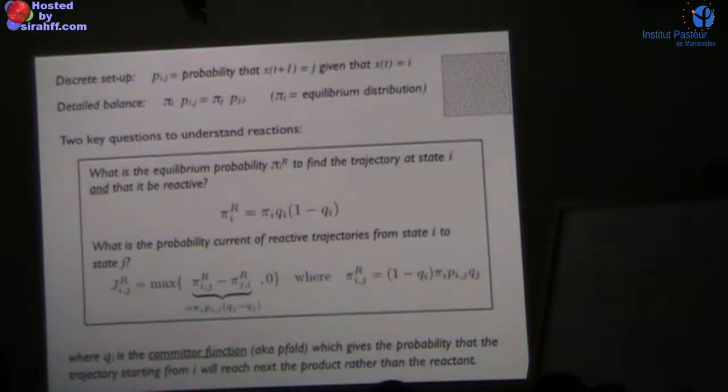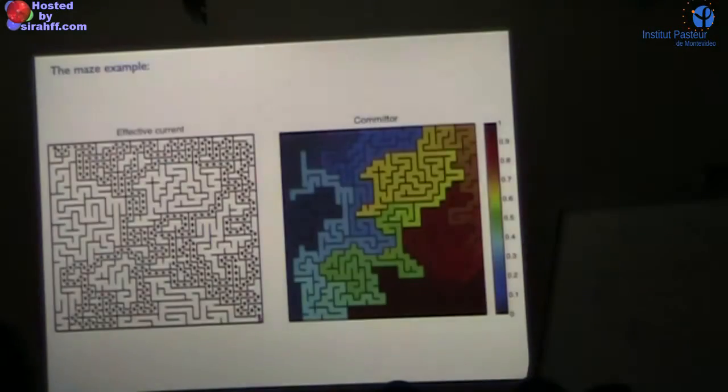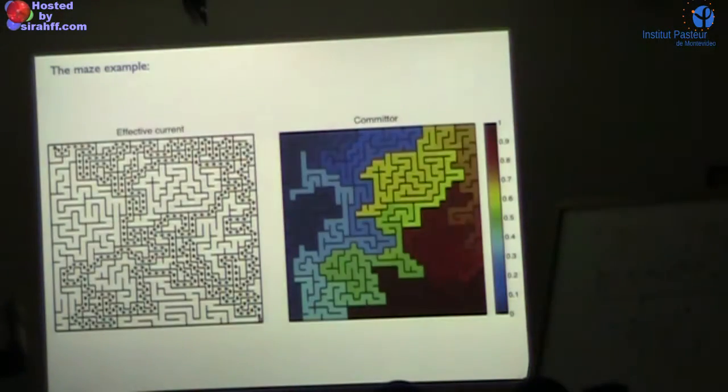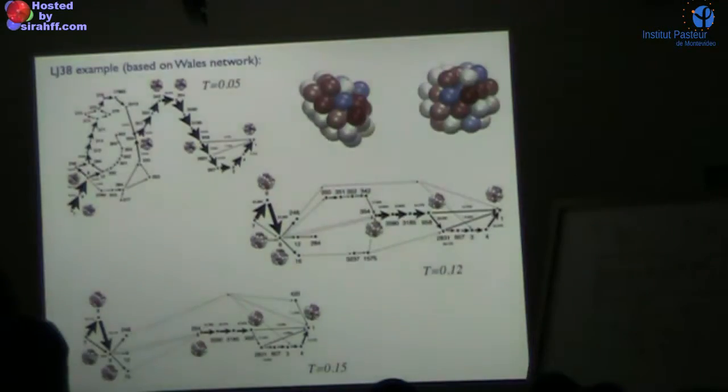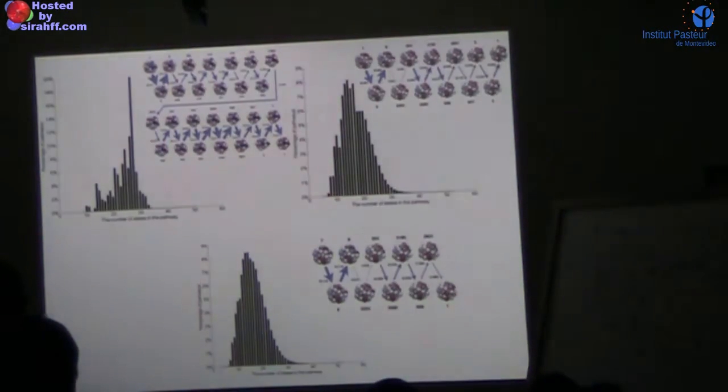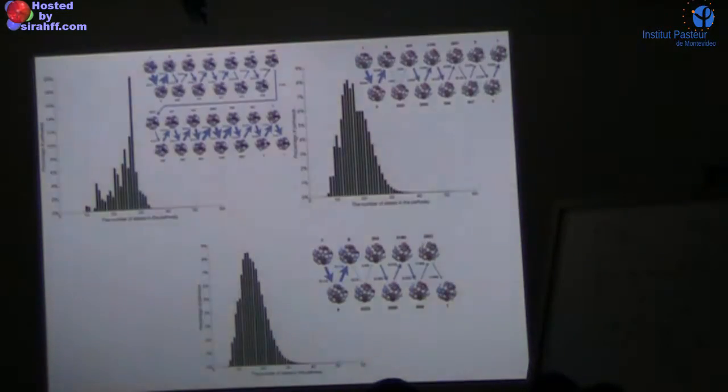If I were to do that, recall that in the maze I would get something boring because I only get one path. But in the Lennard-Jones, you get many, many paths. Okay, so you can analyze what's going on, right? And maybe I can show this figure first. It's not the figure that I wanted to have, but it's almost the same.